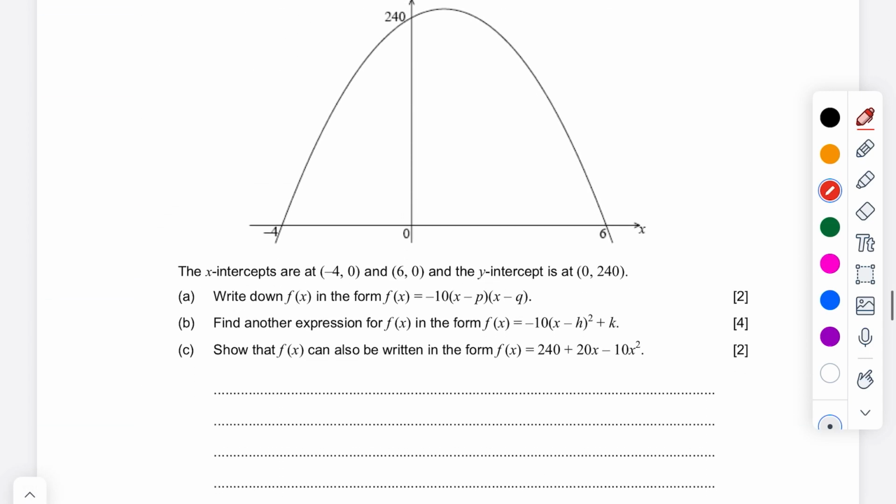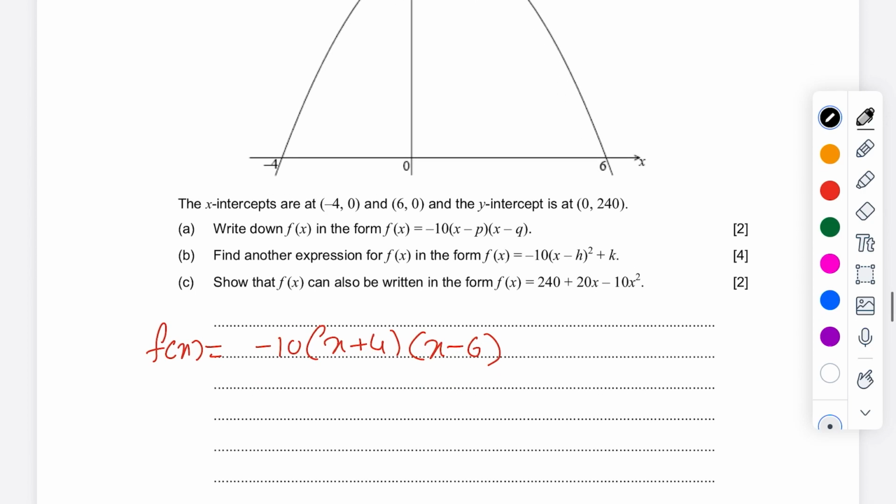Question number 28. The following diagram shows the part of the graph of quadratic function f. The x-intercepts are (-4, 0) and (6, 0), and the y-intercept is (0, 240). Write down f of x in the form f of x equals -10 times (x minus p)(x minus q). So f of x equals -10 times (x plus 4) and (x minus 6). Then write down another expression in the vertex form.